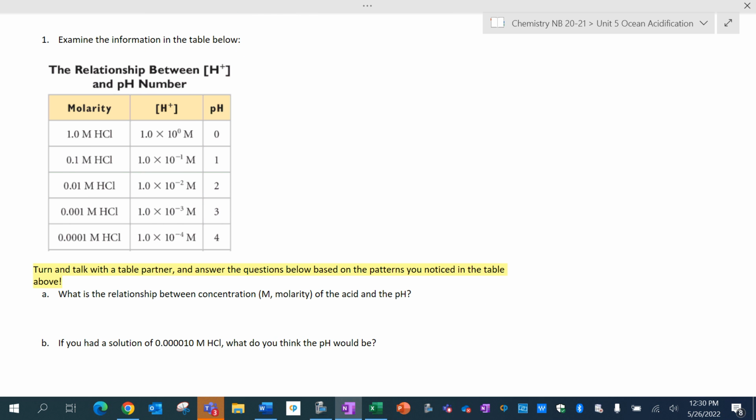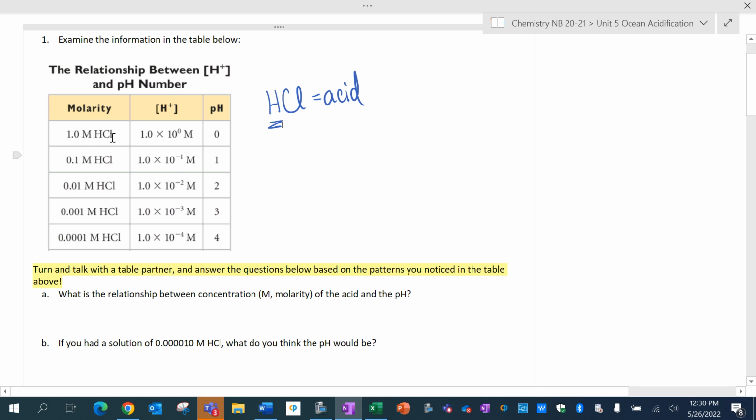So we've got a set of information, and we notice we've got some HCl solutions. And HCl is an acid. Remember, one way to recognize an acid is that they tend to begin with a hydrogen. So that's an acid, and we see we've got different molarities and different pH values, and then we have these molarities also written in what we call scientific notation. So we want to take a look at this and see if we notice some patterns here.